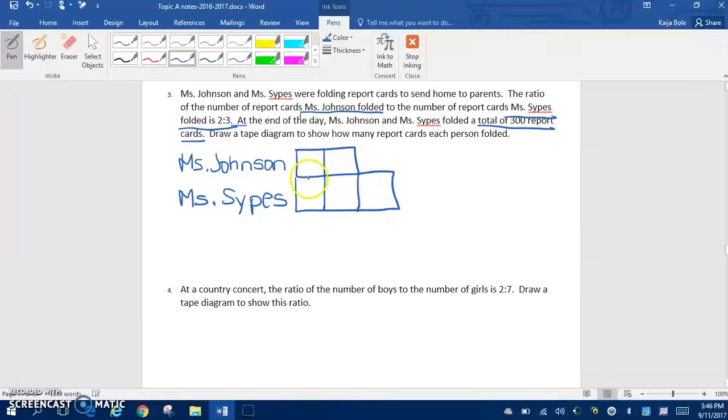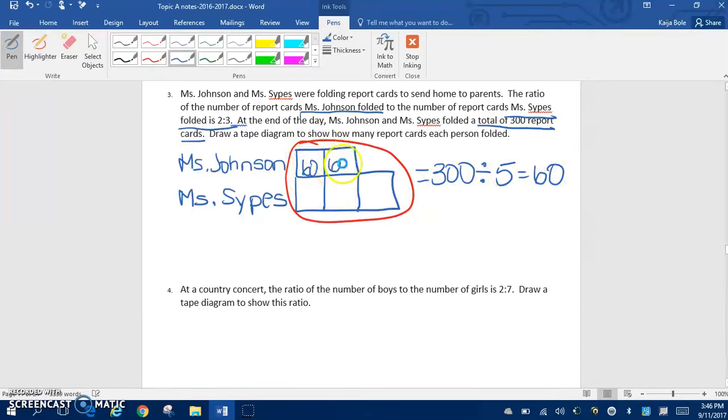So now we have to figure out how much each box represents. We know that in total, if we circle all of them, the total was 300. And we know that there are 5 boxes, so we're going to divide by 5. And 300 divided by 5 is 60. So each box represents 60. So fill those in.